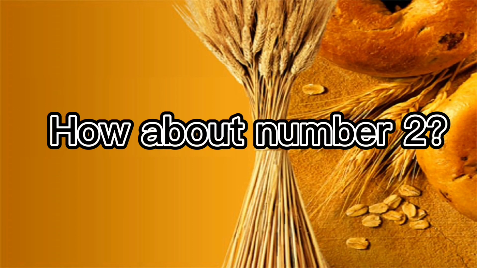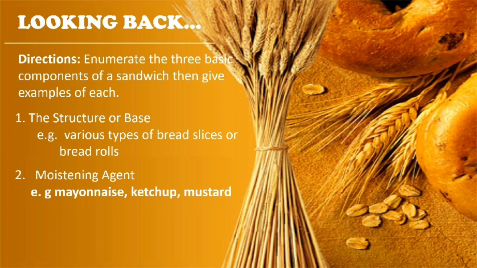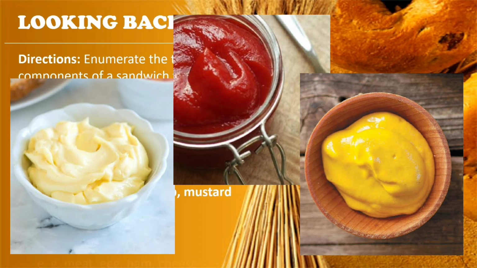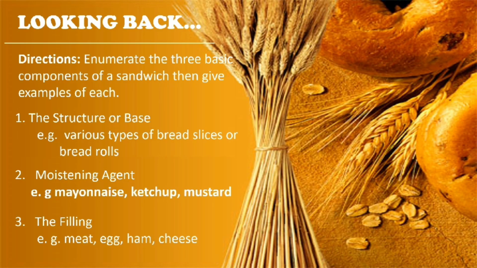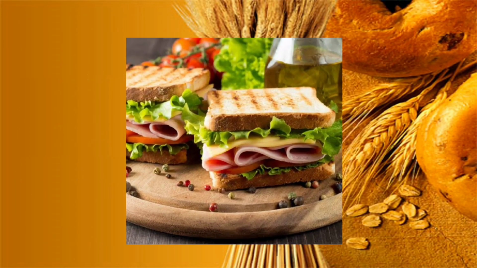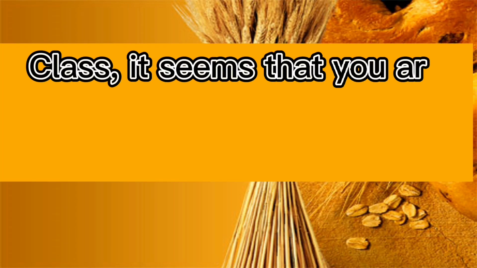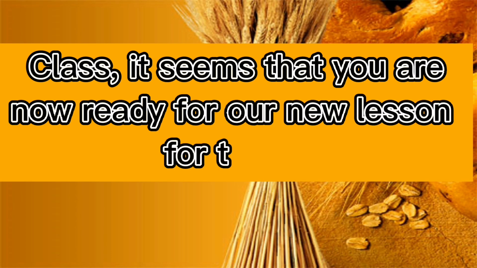How about number 2? Anyone? Yes, moistening agent. Very good. Examples are mayonnaise, ketchup, and mustard. How about the last one? Yes, it's the filling. An example of these are the meat, the egg, the ham, and the cheese. Now, class, it seems that you are ready for our new lesson for today.